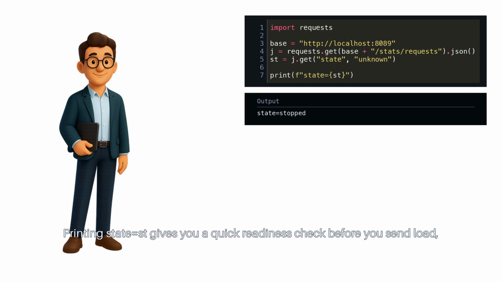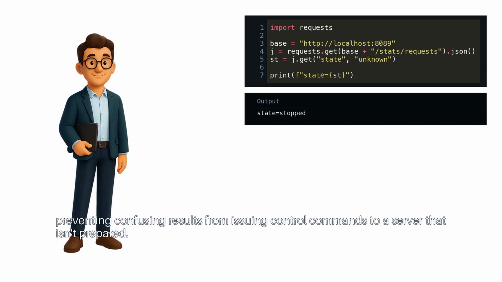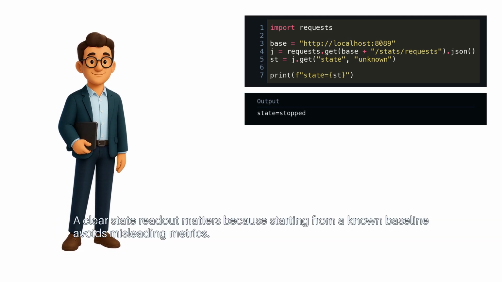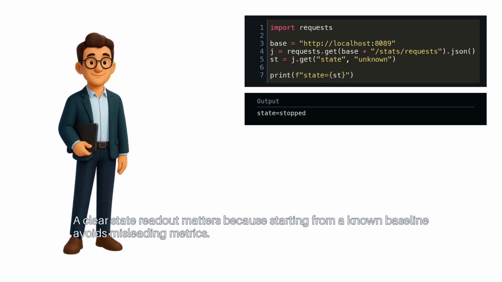Printing state equals st gives you a quick readiness check before you send load, preventing confusing results from issuing control commands to a server that isn't prepared. A clear state readout matters because starting from a known baseline avoids misleading metrics.